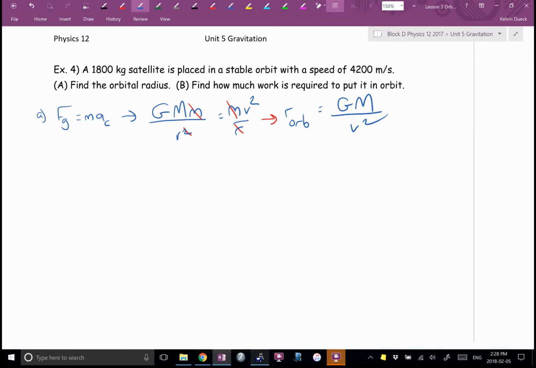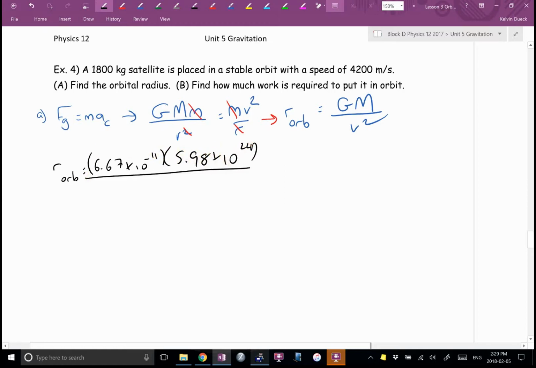Let's get that to like 5 sig figs. 6.67 times 10 to the negative 11. More room, Mr. Dewick. Change colors, that's why it was overlapping. R orb equals 6.67 times 10 to the negative 11 times 5.98 times 10 to the 24th divided by 4,200. Don't forget the squared.